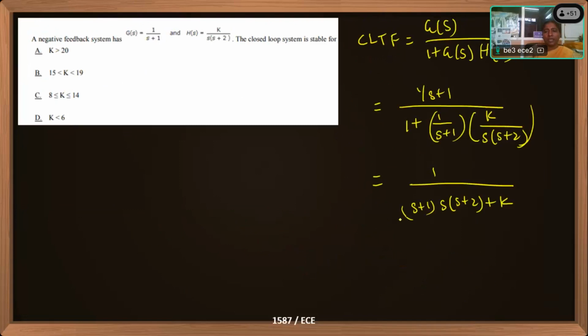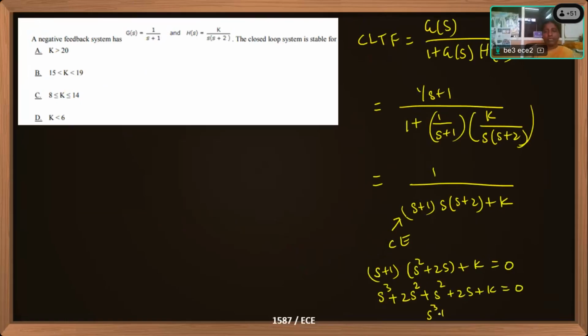Now, from the denominator, we have to take the characteristic equation. The characteristic equation is s plus 1 into s square plus 2s plus k equal to 0. Now, this becomes s cube plus 2s square plus s square plus 2s plus k equal to 0. So it becomes s cube plus 3s square plus 2s plus k equal to 0. This is our characteristic equation.